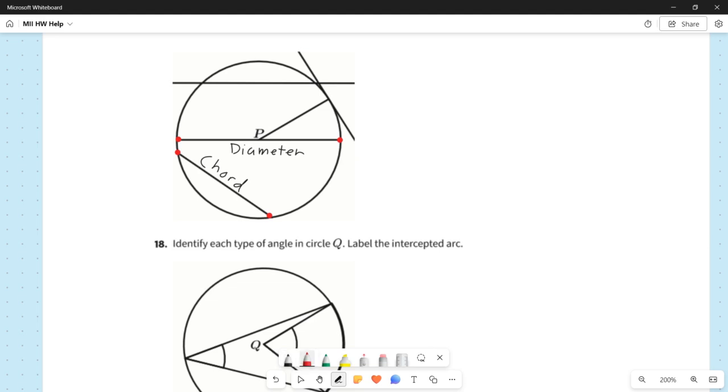Now, we also have a segment starting at the center, going to the circle. That is known as the radius. And without too much difficulty, you should be able to figure out that the radius is half the diameter.